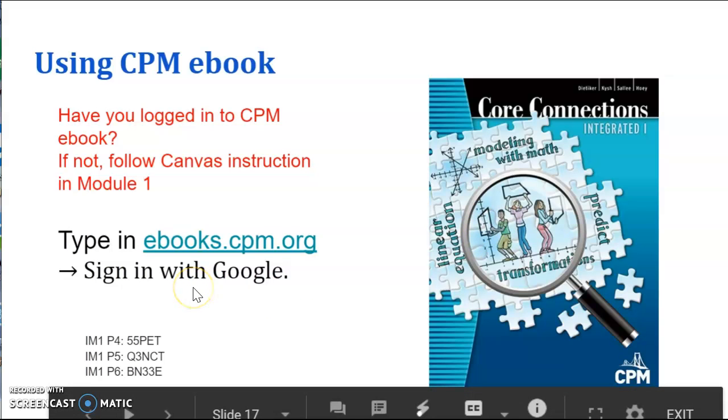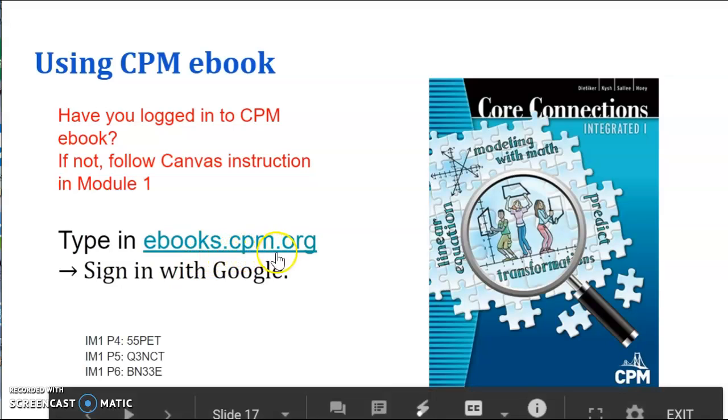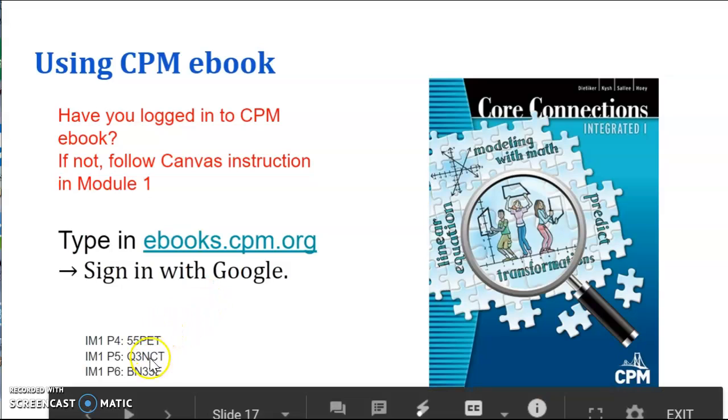But if you have not done so, then you are going to go to ebooks.cpm.org, and this time you're going to click on a little sign that says first time login or something like that, enroll. And you're going to click on that and then enter one of these class codes depending on which period you belong to.